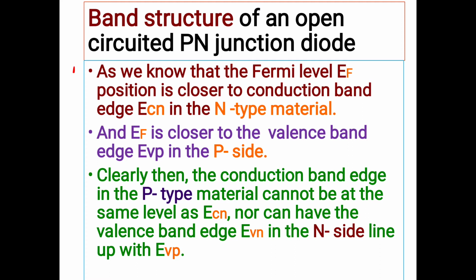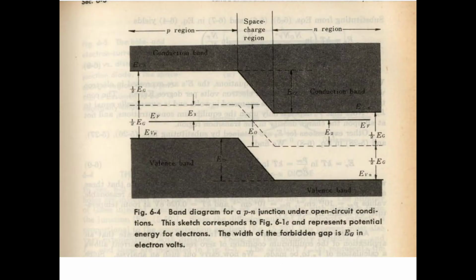As we know, the Fermi level energy EF is very close to the conduction band edge ECN in the n-type material, and in the p-type material EF is closer to the valence band edge, that is EVP. From these two statements we can clearly explain that the conduction band edge in the p-type material cannot be at the same level as ECN, nor can the valence band edge EVN in the n-type line up with the EVP. So from this information we can draw the diagram for the band structure of an open circuited PN junction diode. It will appear like this.